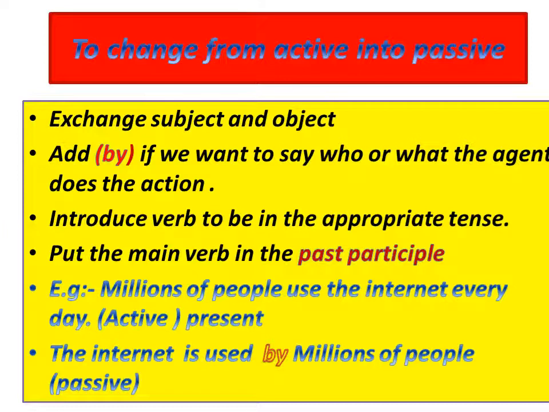Millions of people use the internet every day. So actually the sentence is in the present form, the active one, and I want to change it to passive. So where is the object? It is the internet. Great. The internet is used. Actually we add the verb to be and we use is. We add the past participle form of use. So the internet is used by millions of people. Millions of people, the doer who did the action. Okay, so we change it to the passive one.